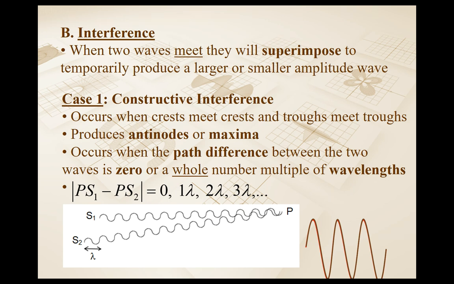Now, I'm going to take one of those waves and move it over by a whole number multiple of wavelengths. So I'm going to move it over by one wavelength and see what happens. To move it one wavelength of distance, that'd be the distance in going from one crest to another crest. So we'll move it over by one wavelength, and then let's see what happens now.